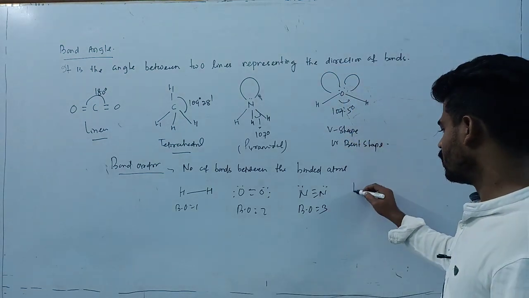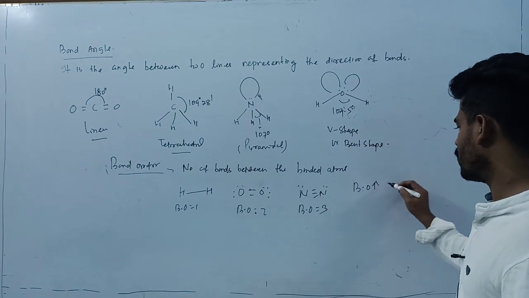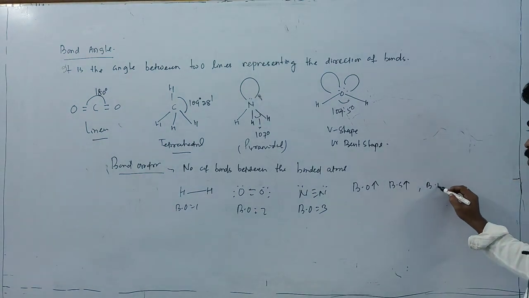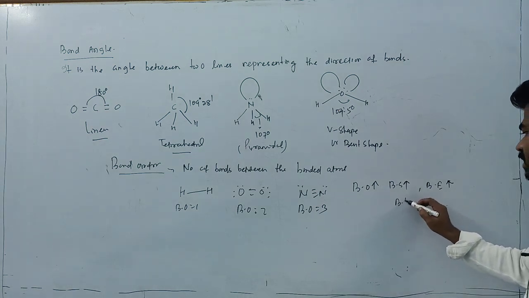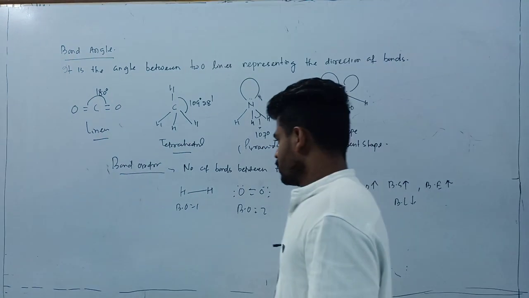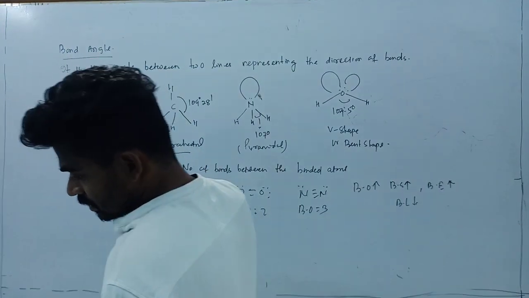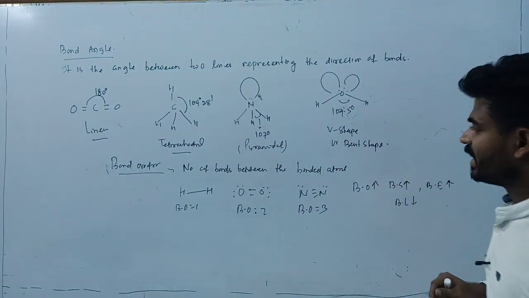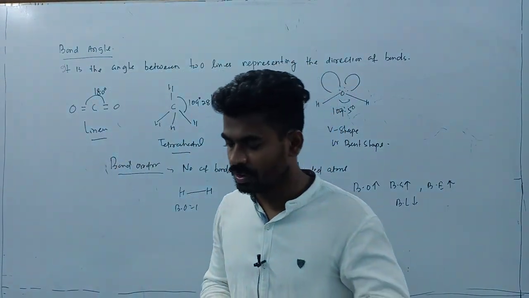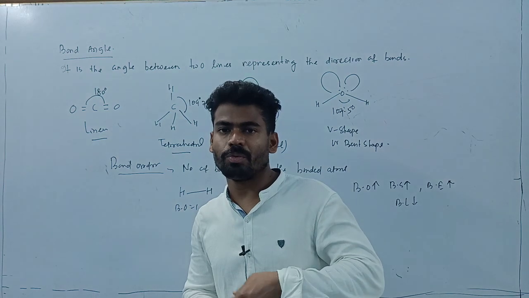So the more the bond order, the more the bond strength and bond enthalpy will be, but the bond length will be less. So these are the characteristics of bonds, you can say bond parameters.